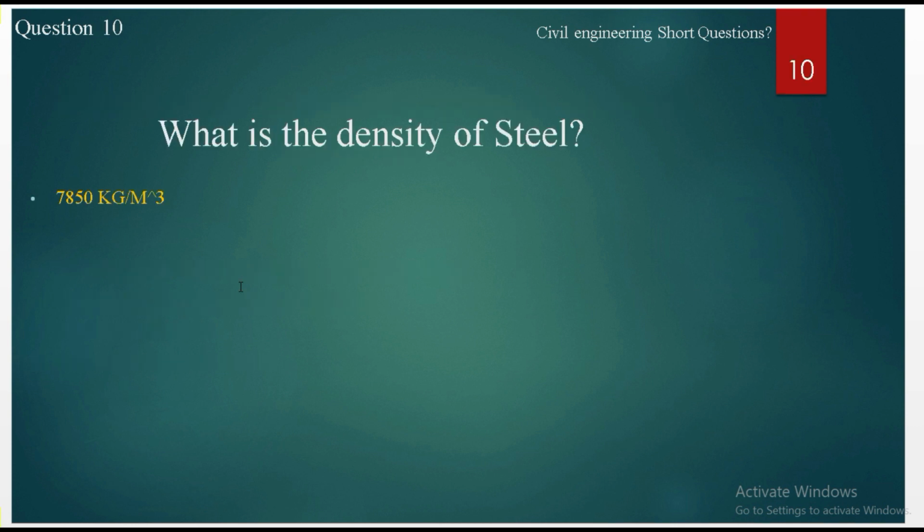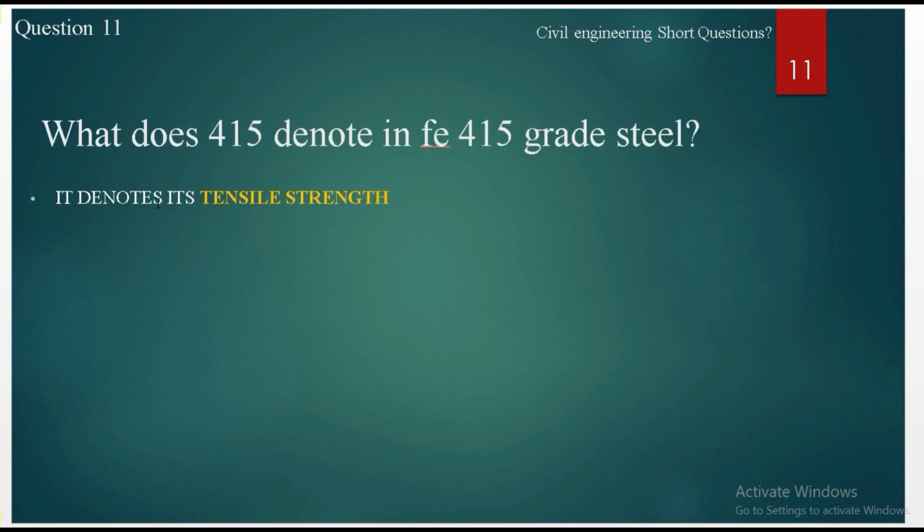Question number 10. What is the density of steel? Well, the density is equal to mass by volume. So mass is in kgs, volume is in meter cube. So density of steel is 7850 kgs per meter cube. Question number 11. What does 415 denote in Fe415 grade steel? It denotes the tensile strength of the steel.